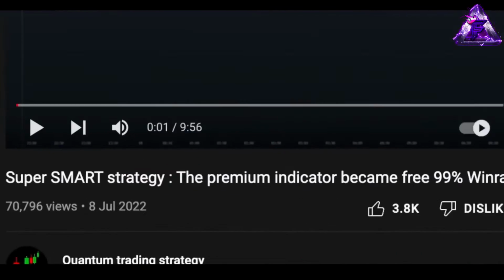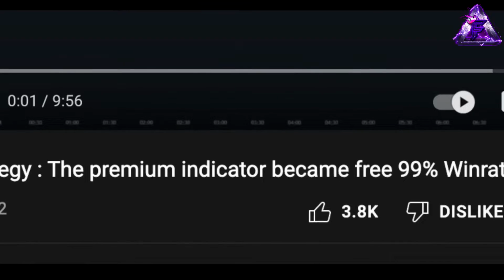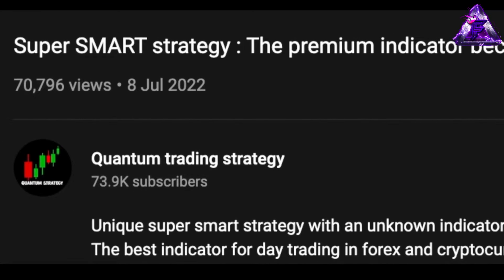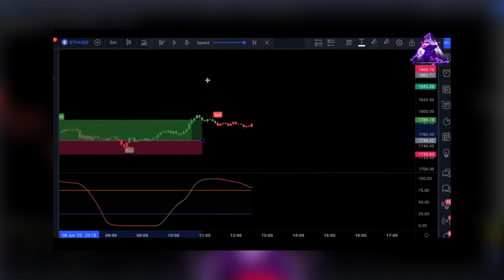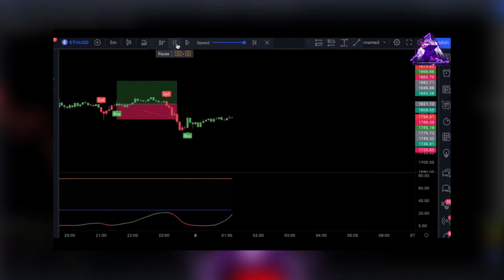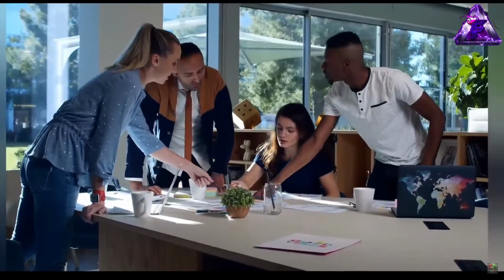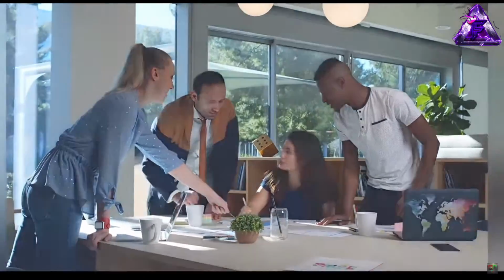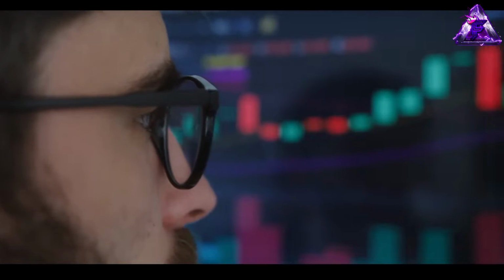In this video, I will test this super smart indicator strategy that gives you 99% win rate created by quantum trading strategy to see if this is really that accurate. I will backtest it 100 times with an initial account size set at $1,000 with a 1 to 1.5 risk to reward ratio. I will also be improving this strategy in the second part of the video, so make sure you stay focused and learn this amazing technique that you will not find anywhere else.